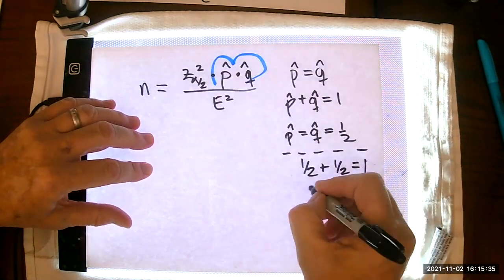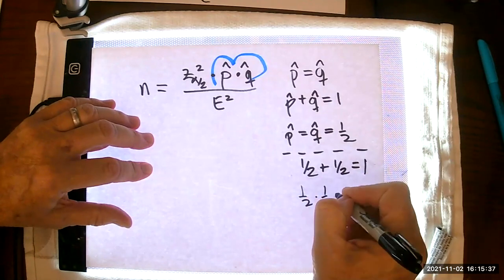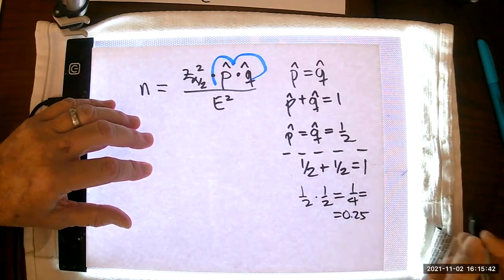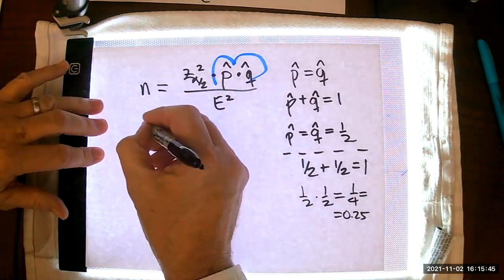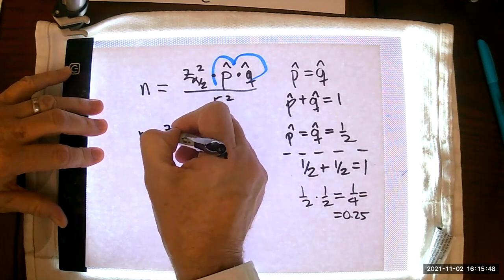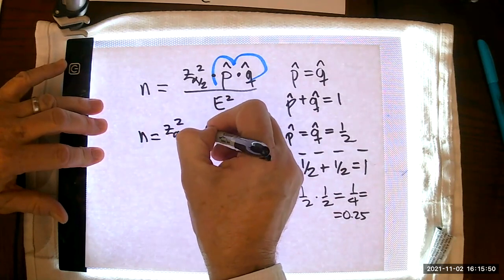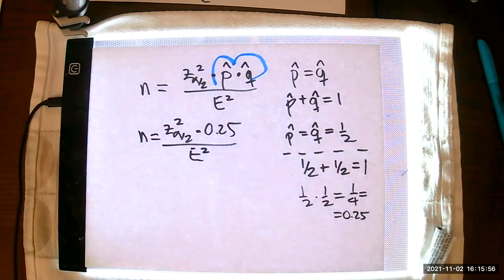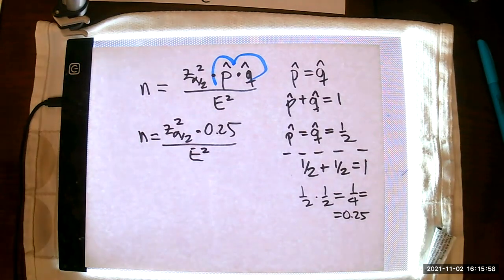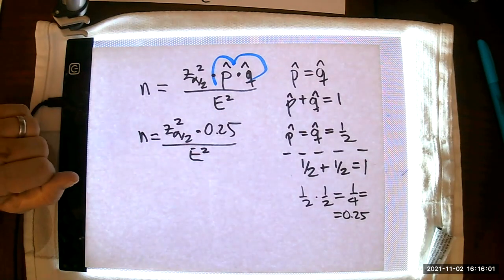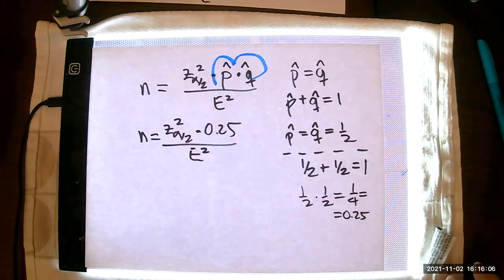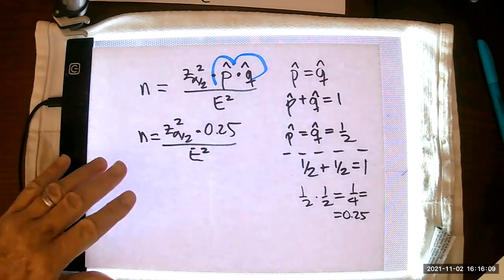So when I plug that into my formula up there, 1/2 times 1/2 is 1/4, or 0.25. So the formula that I'll start with is n equals z alpha over 2 squared times 0.25 divided by e squared. This is my sample size formula when I know nothing about the proportions I am working with. So let me start to summarize, and then I need to go back to this equation here.